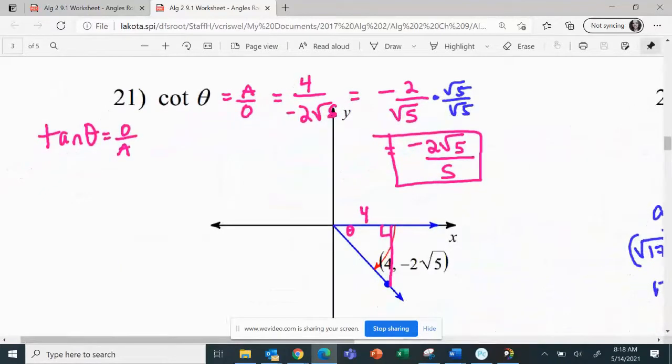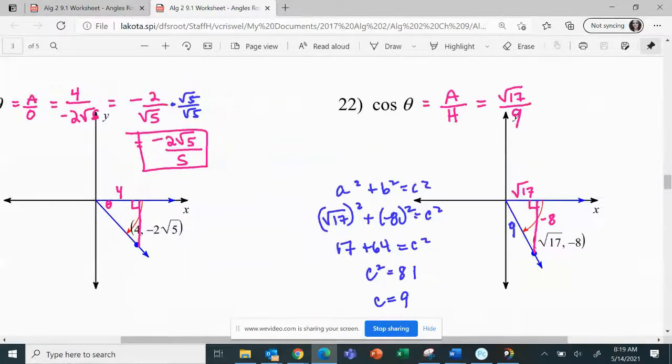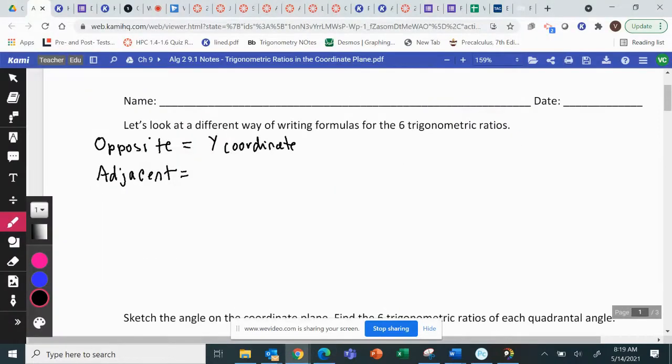How about 21? A is 4. Anyone? X, what do you think? Let's just make sure with one more. Let's find one more A. Here's an A. A is square root 17. Which one's that? X, every single time. So let's write that the adjacent is the x coordinate.